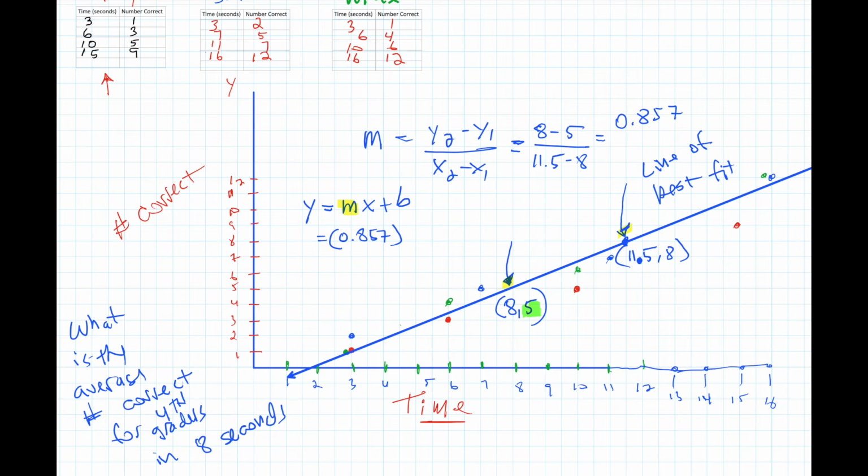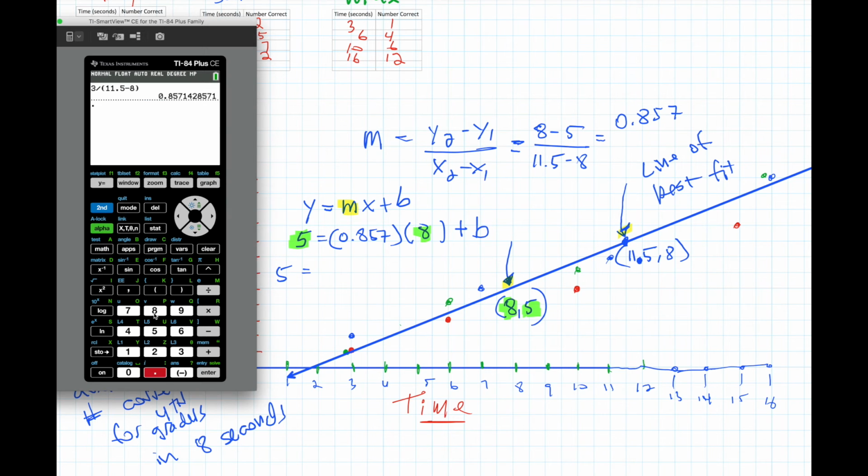Go ahead and plug in your 5 right here. And then you plug in the corresponding x on the other side. So what do we plug in for x? Good, 8, okay. And then we write plus b. Our goal right now is just to find b. So now we have 5 equals 0.857 times 8, 6.856.